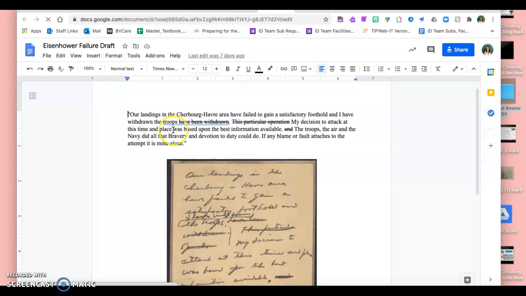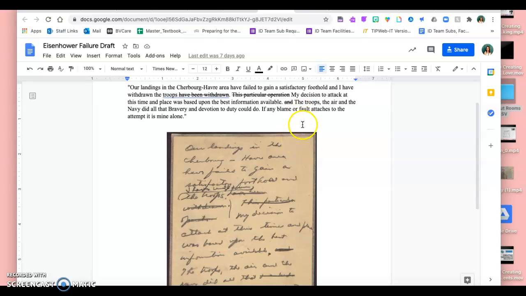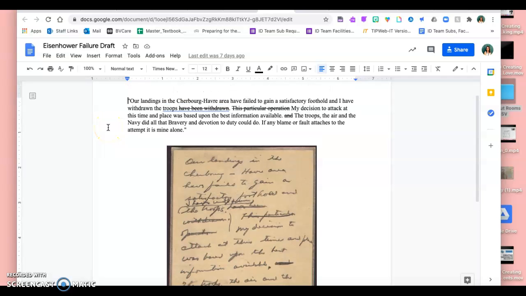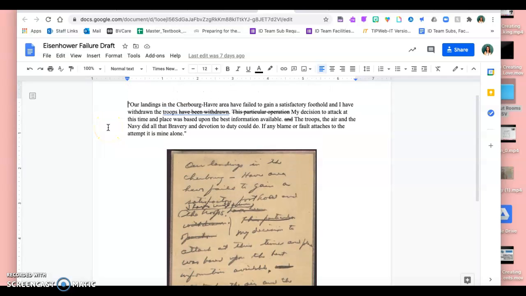have withdrawn the troops." He initially wrote, "The troops have been withdrawn," but he changed it to, "I have withdrawn the troops." He started writing this particular operation and changed it to, "My decision to attack at this time and place was based on the best information available." He initially joined those sentences and chose to end it, ultimately, on his final draft. "The troops, the air, and the navy did all that bravery and devotion to duty could do. If any blame or fault attaches to the attempt, it is mine alone."